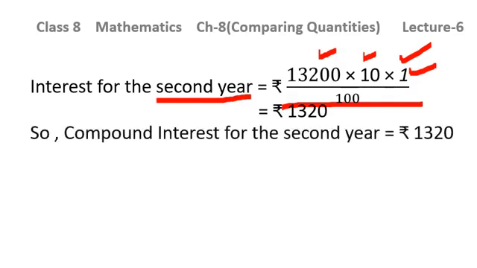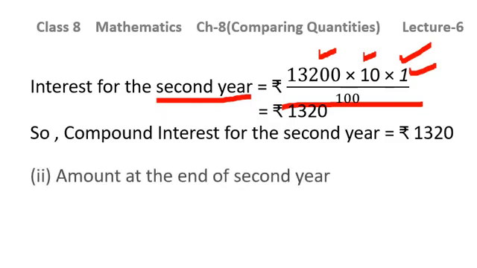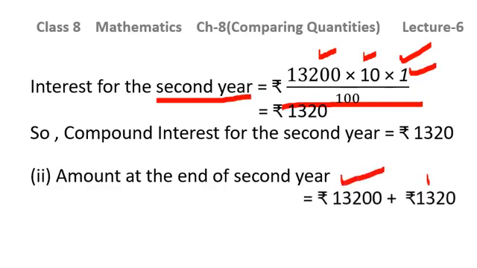Now what will be the compound interest? This is obviously the compound interest for the second year. Now the amount at the end of the second year: how will you calculate it? Amount is given by the formula principal plus interest. So the principal was 13,200, and the interest we have calculated is 1320. So this will be the amount at the end of the second year.